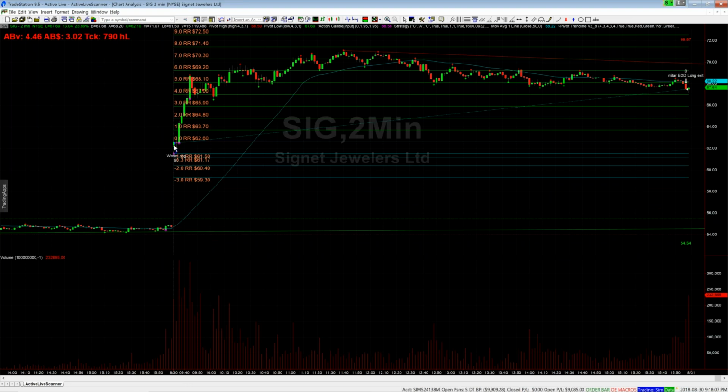It gapped up. I don't want to buy that. It paused, and then it had the second break on 2 candles afterward that rallied. Now, unfortunately, I missed this one today. I was just so busy. I didn't get to it in time.